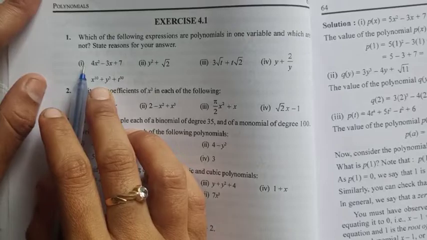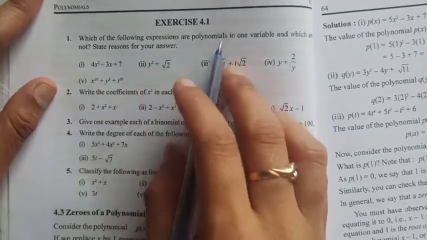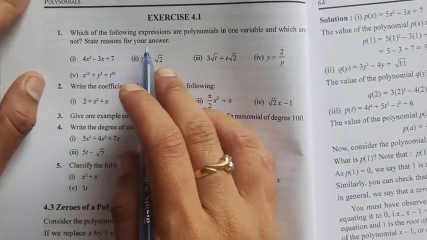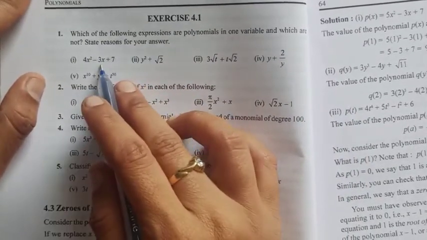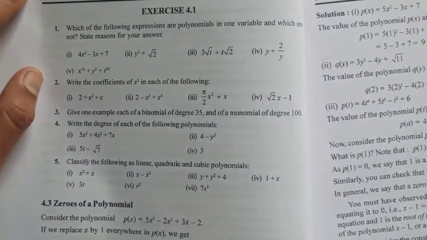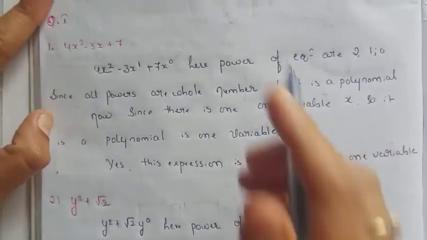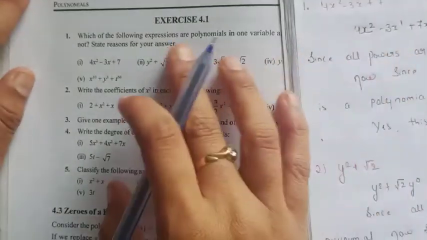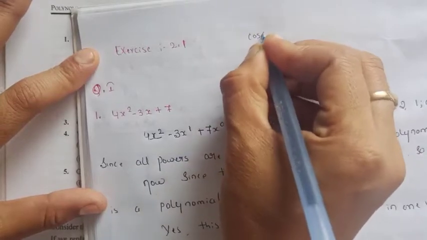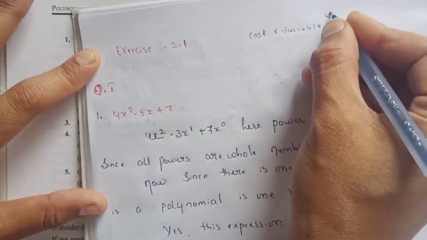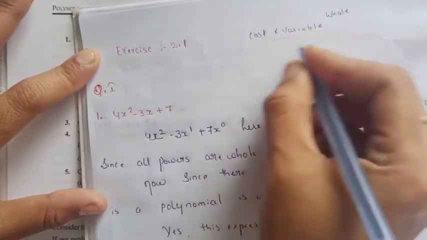The first question is: which of the following expressions are polynomials in one variable and which are not? State reason for your answer. The first question is 4x square minus 3x plus 7. Is it one variable? Here they asked about polynomials. To be a polynomial, what is the condition? Constant times variable to the power of a whole number. It is the polynomial condition.